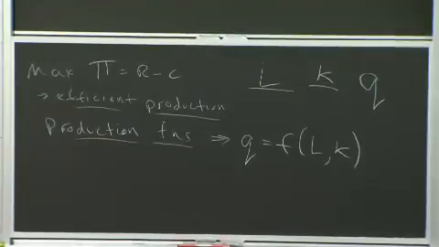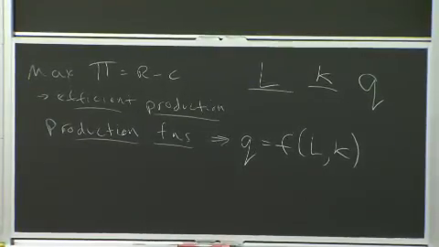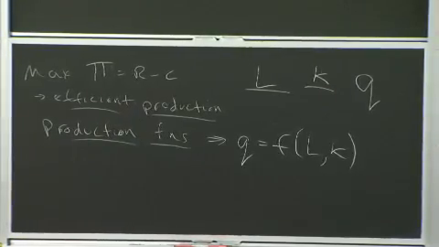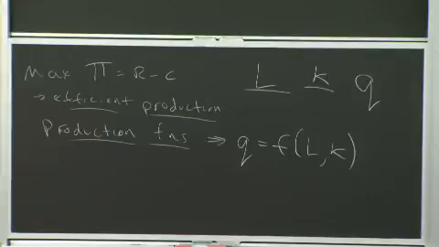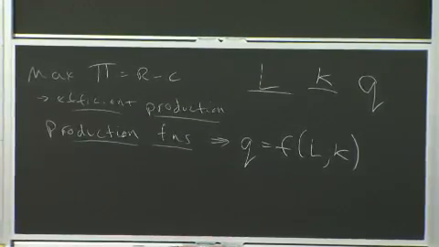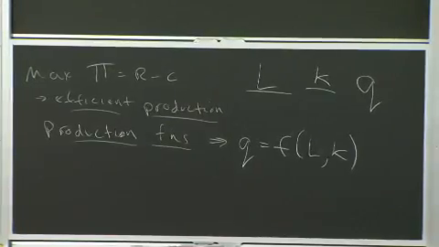And by the way, we're going to use little q to represent a firm's output and big Q to represent market output. So little q, and if I slip on this, yell at me. But we're going to try to consistently use little q to represent a given firm's output and big Q to be the market's output. So little q is some function of the amount of workers you have and the amount of capital you use.